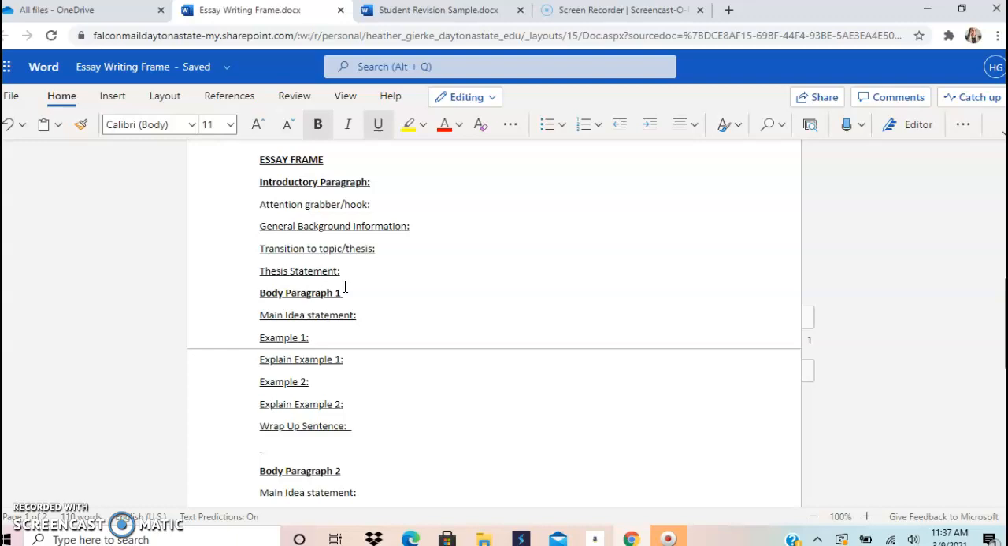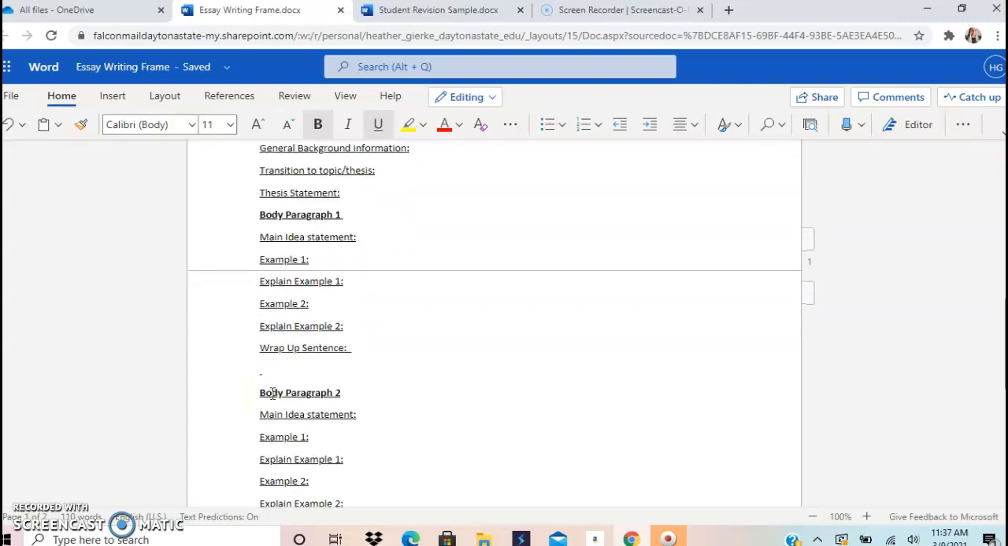Then transition from that general information into your thesis, and then have your thesis statement. Generally, the last sentence of the first paragraph is a great place to plug that thesis statement. And if you have all of these components, generally you can have a pretty strong start to an introductory paragraph. Now let's look at the body paragraph.